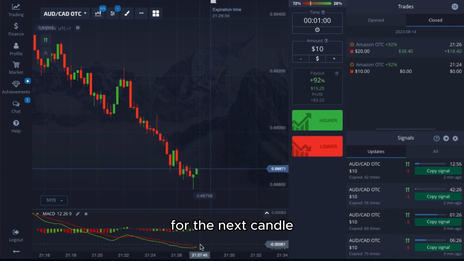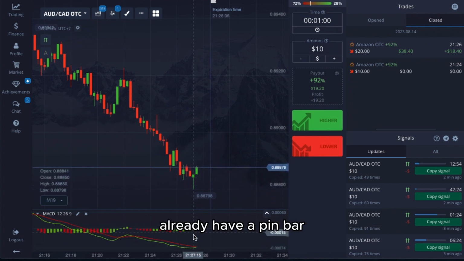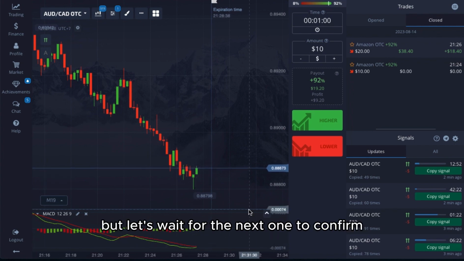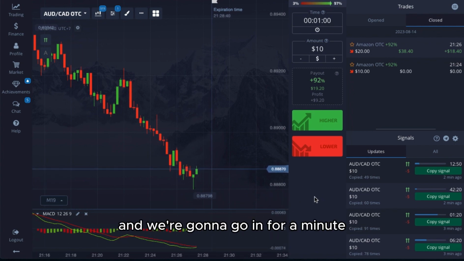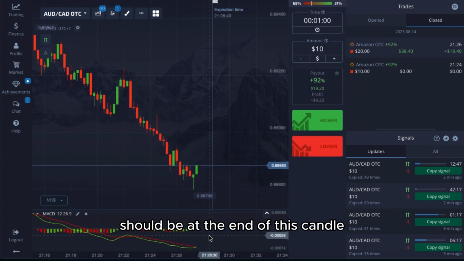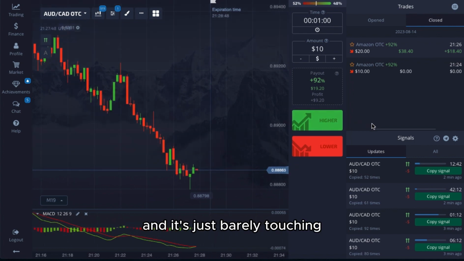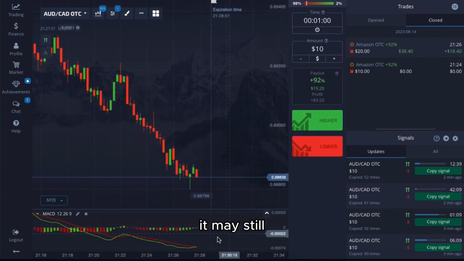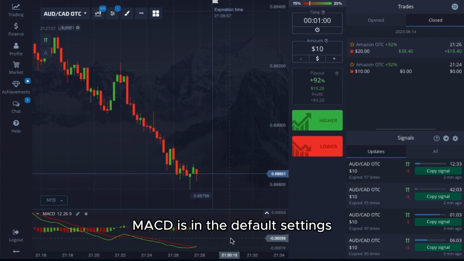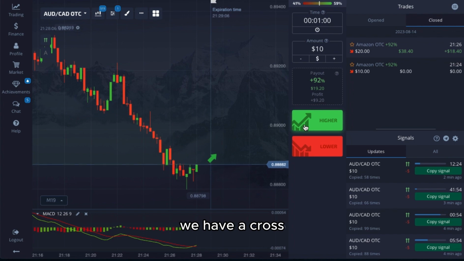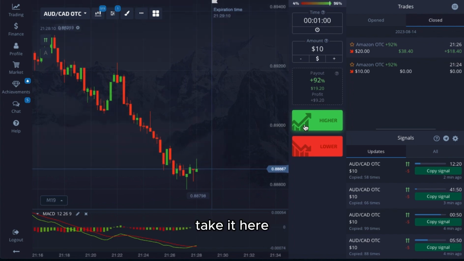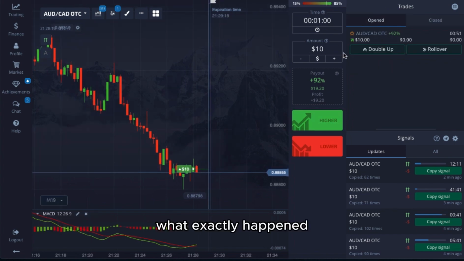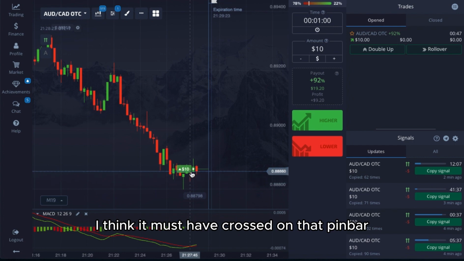We're looking at the next candle. Already have a pin bar, so it's quite a good sign, but let's wait for the next one to confirm. And we're going to go in for a minute. Should be at the end of this candle. And it's just barely touching, so I don't want to jump the gun. It may still break apart. MACD is in the default settings. We have a cross. I think we should just take it. No! Take it. Here. What exactly happened? I think it must have crossed on that pin bar.